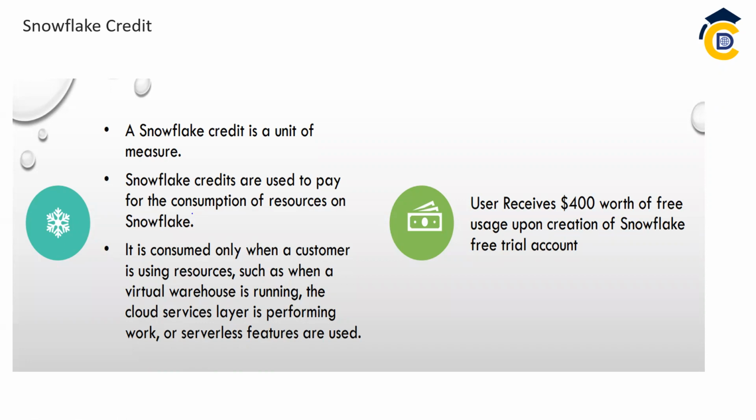Okay. And as we know from the architecture that all the three layers are independent of each other. They can be scaled up independently, right? Basically the compute layer and the storage layer are independent. They are decoupled. So the pricing is also decoupled. So as far as the warehouses, cloud service layer, serverless features are concerned, it will be credit-based consumption. And for storage, we'll see how it works.